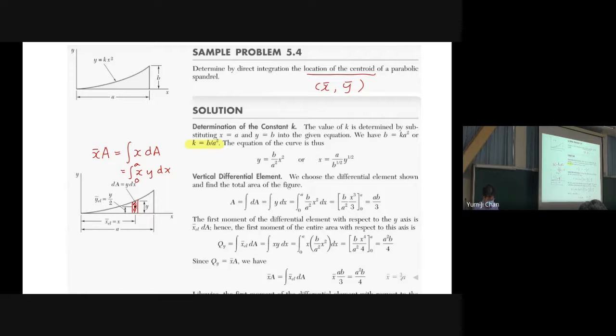And the area itself is the integral of dA from 0 to a, because for this small area, dA is equal to y times dx. I think you can do this, and you will get x bar equal to 3/4 of a.